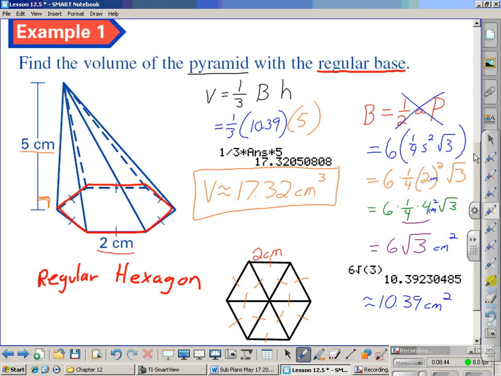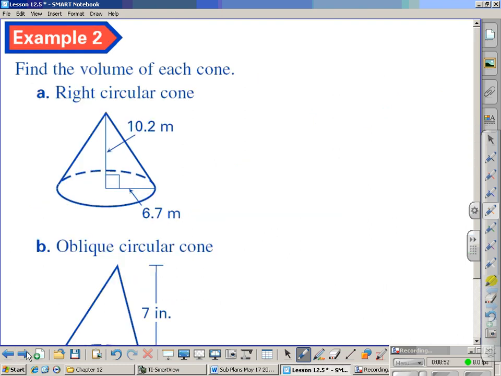But hopefully you kind of followed all this. This is probably one of the harder problems we'll do today. So we're moving on now. And we're going to do example 2. And there's an A and a B part here, so we'll just put a line and do A first.